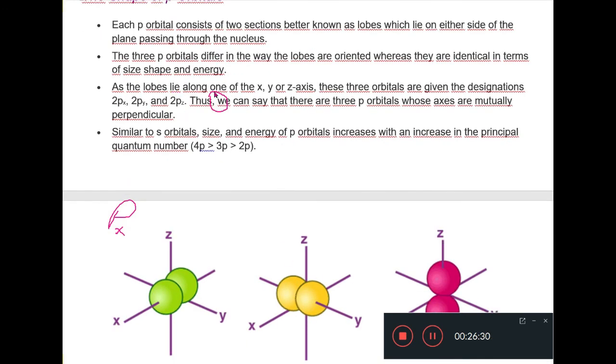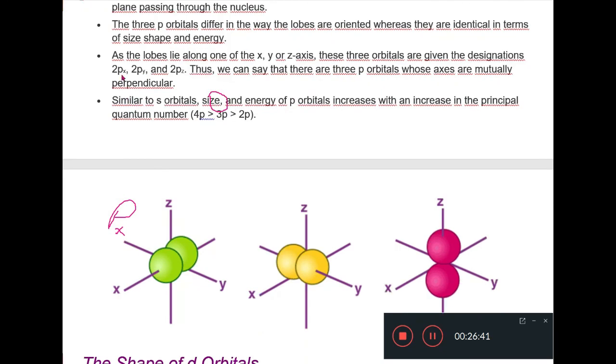As the lobes lie along one of the x, y or z axes, these 3 orbitals are given the designation 2px, 2py, 2pz, or simply we can say px, py and pz. Similar to the s orbital, the size and energy of the p orbital increases with the increase in principal quantum number. For example, the p subshell of the second shell has the lowest energy, the p subshell of the third shell has higher energy, and the p subshell of the fourth shell has even higher energy.